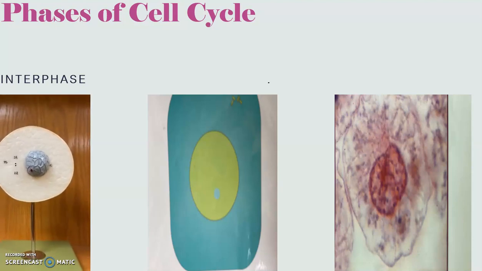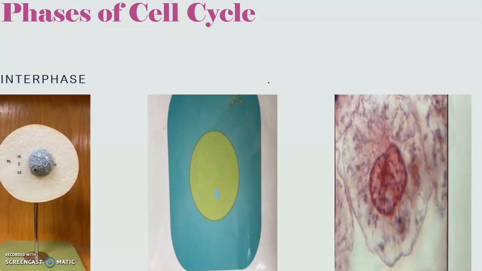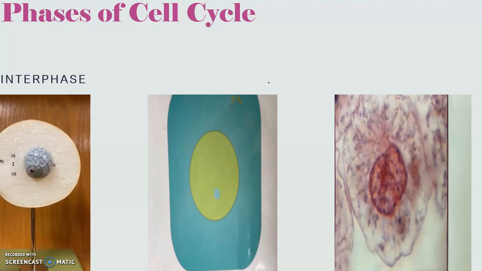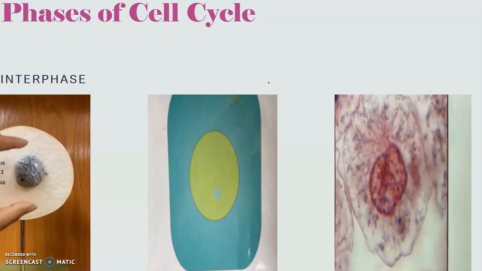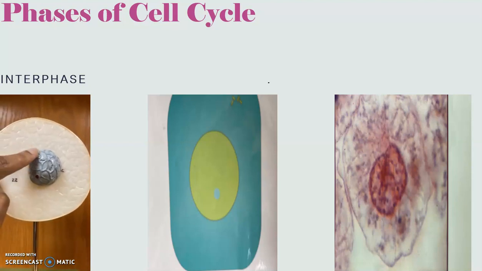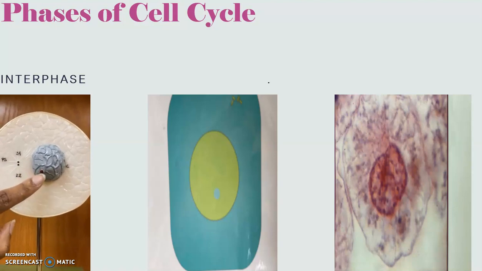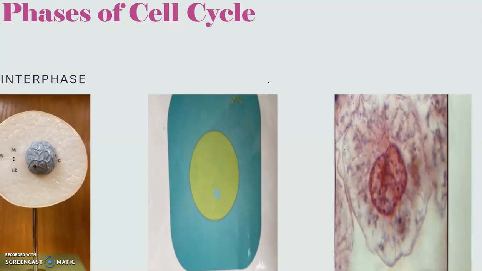Welcome. The first phase of the cell cycle is interphase. I know that this is interphase because I can see the plasma membrane of the cell. I can see the nucleus. I can see all the strands of genetic material on the inside, and I can also see the little red dot, which is my nucleolus.